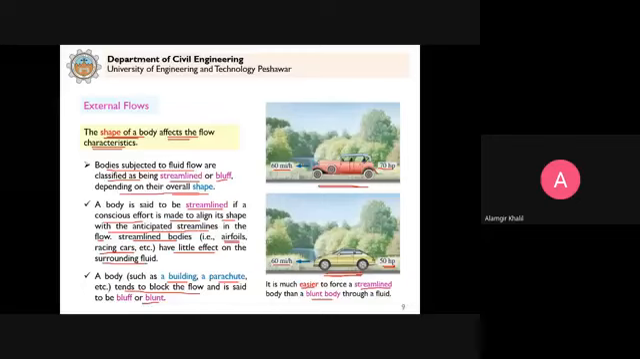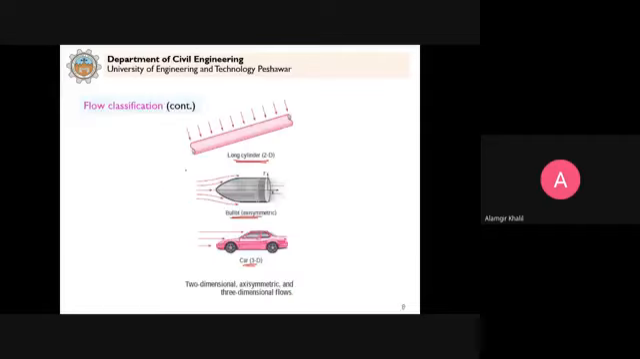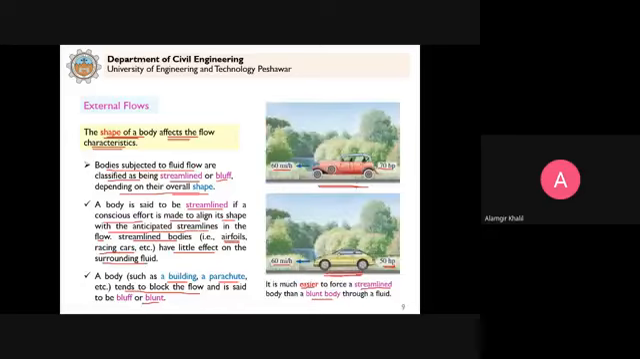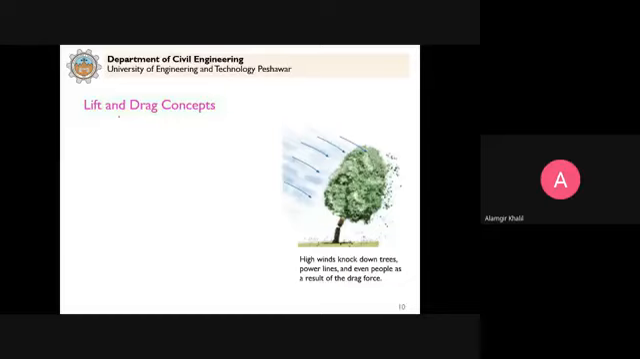We studied different practical applications that highlight the importance of studying this chapter. Then we studied the flow classifications, and the different body shapes that can affect the flow. So now we study the different forces which can act on the bodies.